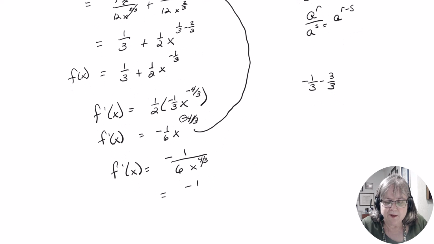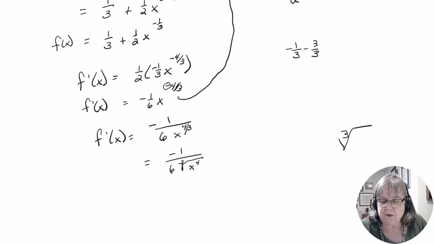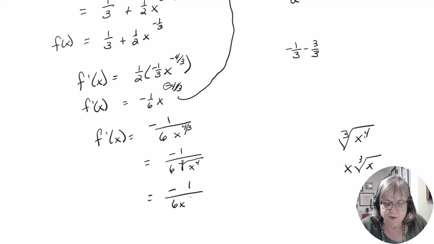So it's minus 1/6. The 4 goes farthest over, and this is the cubed root. And if you remember the cubed root of x to the 4th, okay, 3 goes into 4 once with 1 left over. So this is minus 1/6 x cubed root of x.